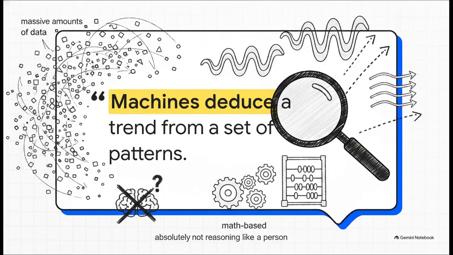Let's read this quote right from the OECD. In statistical AI, machines deduce a trend from a set of patterns. Okay, so the absolute crucial takeaway here is this. Machine learning is all about finding statistical patterns in massive amounts of data through trial and error. It's definitely not reasoning like a person. It's more like a giant math-based pattern finder.